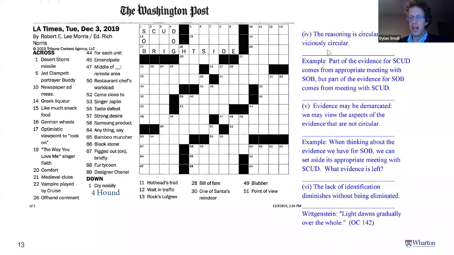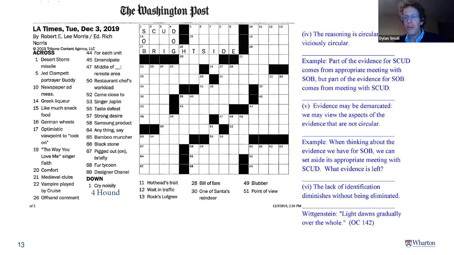So when thinking about the evidence we have for sob, we can set aside its meeting with Scud and ask, is there any other evidence? So it's other evidence that meets with bright side. We're never sure. In fact, there was a crossword done for the 2016 election, the day before the election. One of the clues was the first name of the next president. It said Donald and Hillary. The rest of the crossword could be filled out so that it was consistent with either the answer Donald or Hillary. So there were two ways to fill out the crossword.